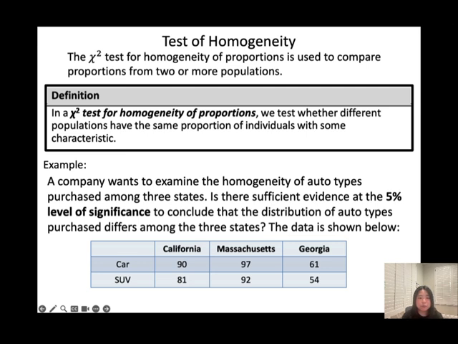Let's look at this example. A company wants to estimate the homogeneity of optotypes purchased among 3 states. Is there sufficient evidence at the 5% level of significance to conclude that the distribution of optotypes purchased differ among the 3 states? The data is shown below. So you can see we do have 3 populations from 3 different states, and we only have one variable, the optotypes. So we want to know, do they have the same distribution from these 3 states?